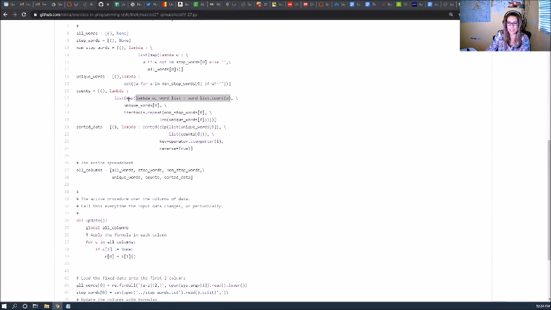So the key here is to understand what this map is mapping. It's mapping each of the words in the unique list to the list of repeated words, but it has to generate a list of repeated words for every single unique word. So this is what this is doing here.